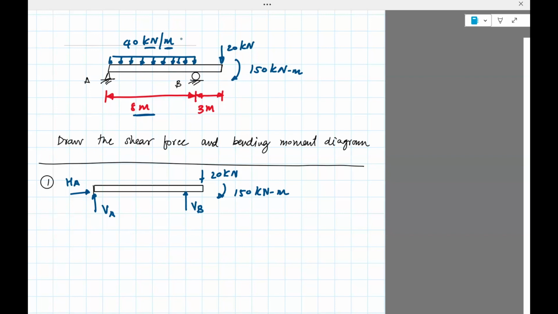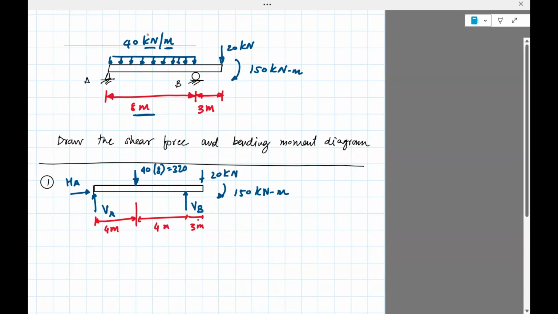So we can replace this distributed load with a point load acting, assuming it's uniformly distributed, exactly midway of that load. The midway of 8 meters is 4. So we can assume that this force is applied. It's 40 times 8, 320, and it acts exactly midway. I need to do that in order to draw the free body diagram. 4, 4, and 3.